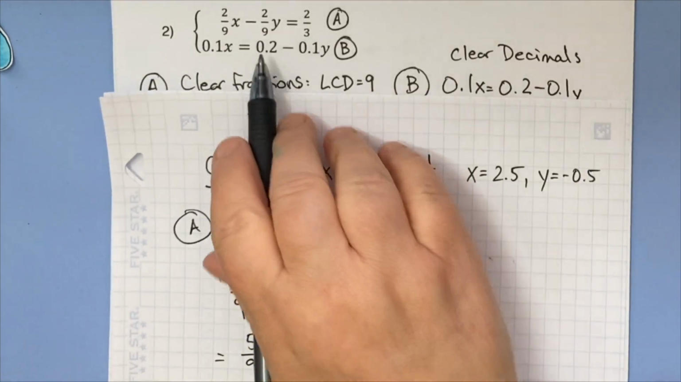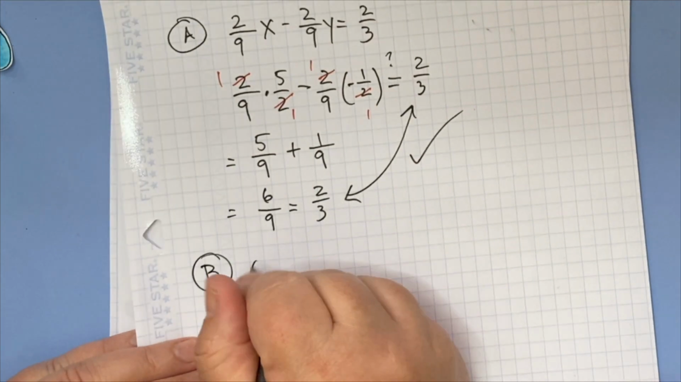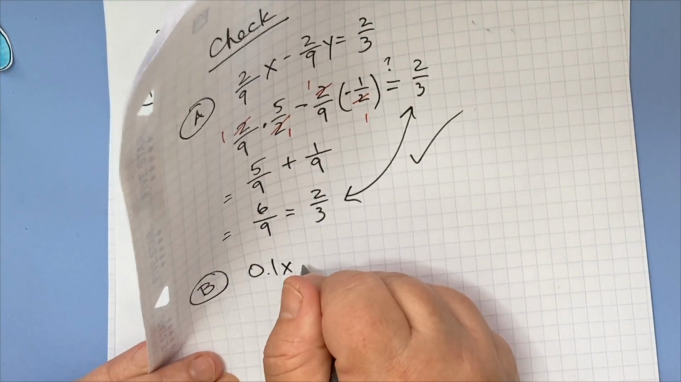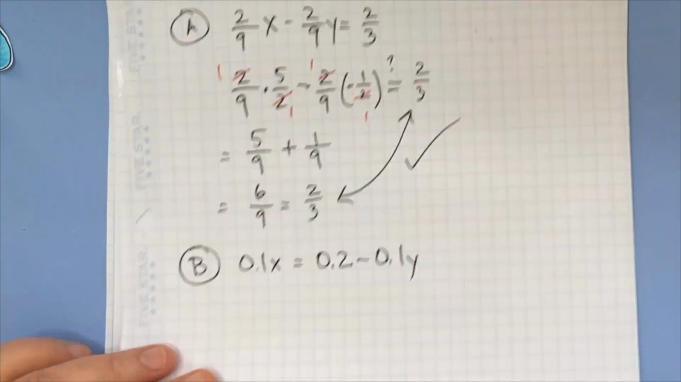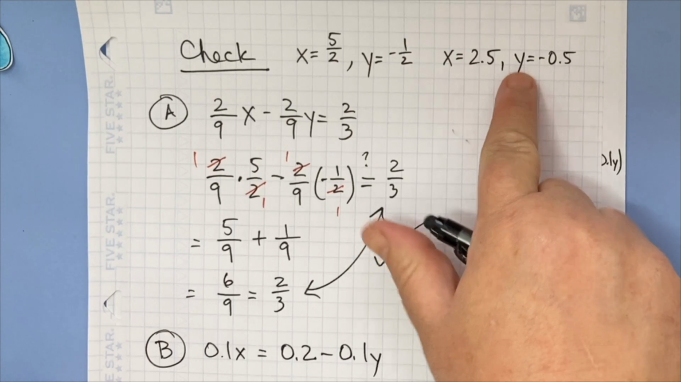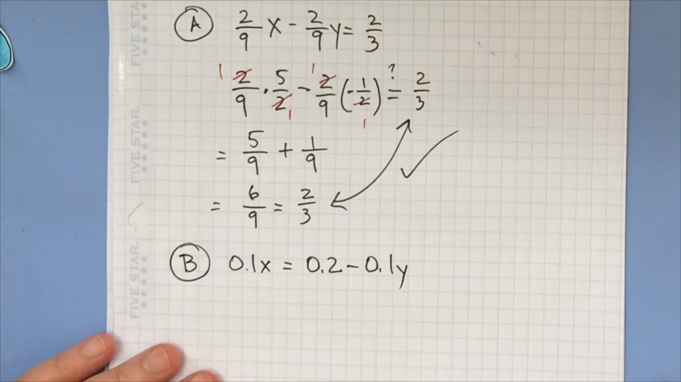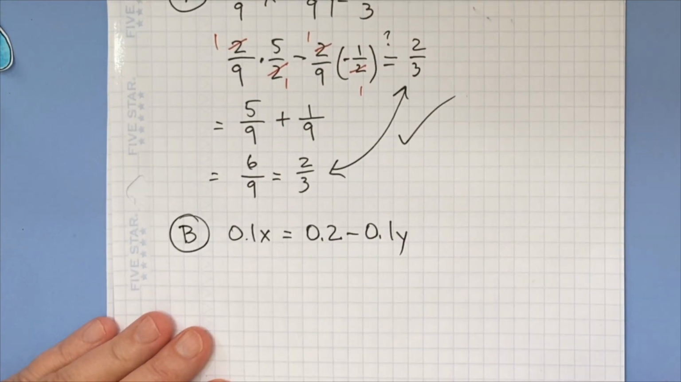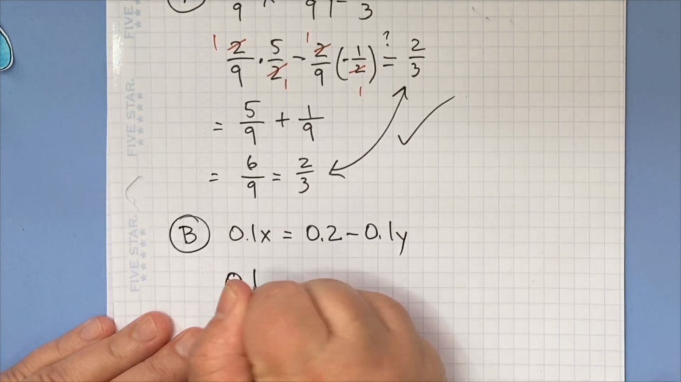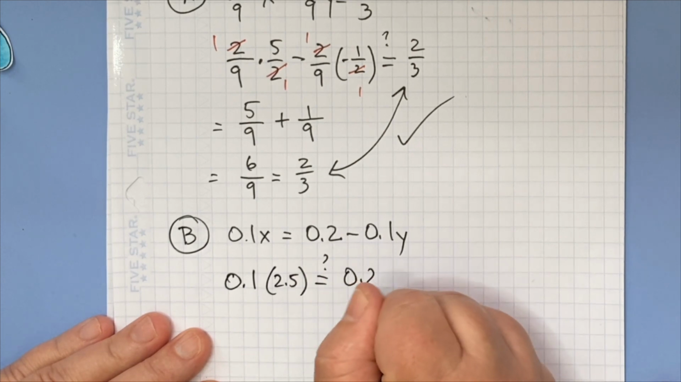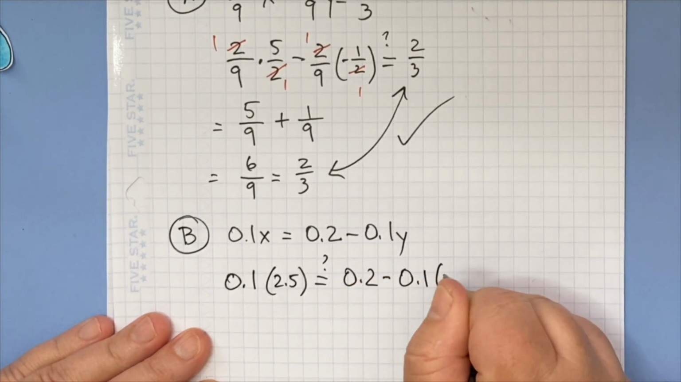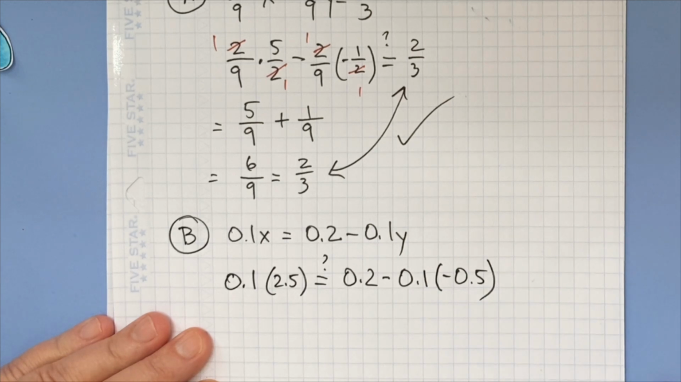Okay, let's try the second equation. So the second equation, this one, 0.1x equals 0.2 minus 0.1y. And for this one, I'm going to go ahead and use the decimals because they're going to be much easier since this is written in decimal. So I've got 0.1 times 2.5. Does that equal 0.2 minus 0.1 times negative 0.5? You may need to use a calculator depending on how comfortable you are with multiplying decimals.